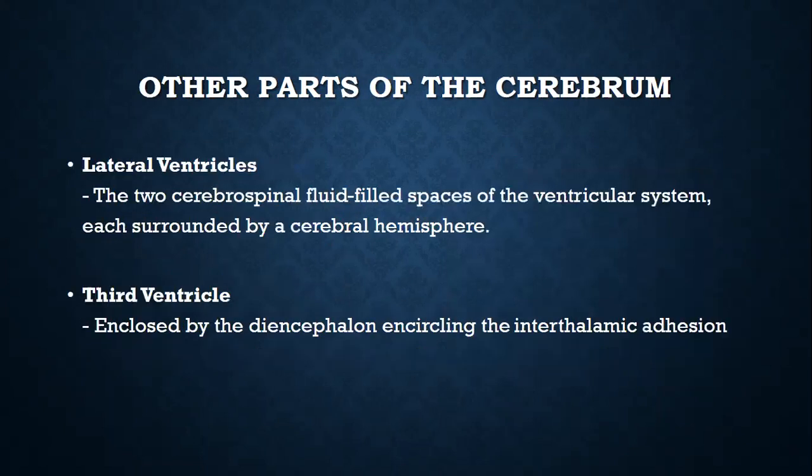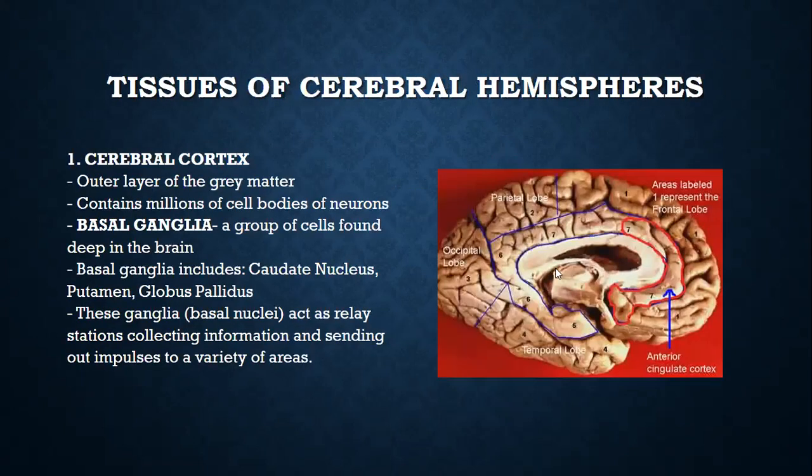Lateral ventricles. The two cerebrospinal fluid-filled spaces of the ventricular system, each surrounded by a cerebral hemisphere. And we have the third ventricle, which encloses the diencephalon, which encircles the interthalamic adhesion. So you already saw the third ventricle. So here you go. This is the third ventricle over here. And right below it are some of the glands, like the thalamus, hypothalamus, and the anterior pituitary, or the pituitary glands.